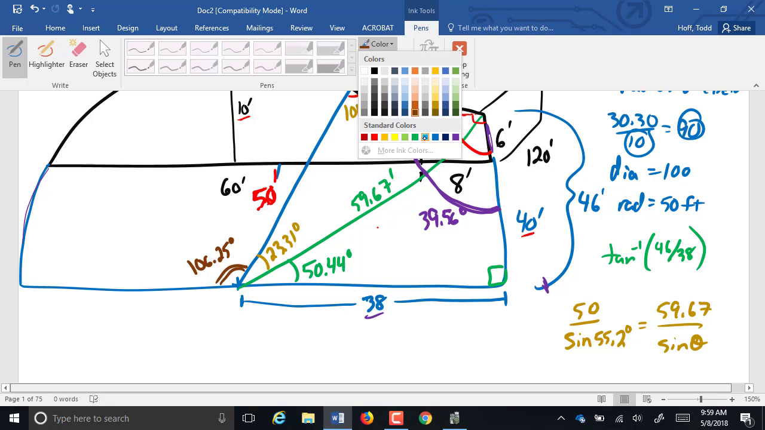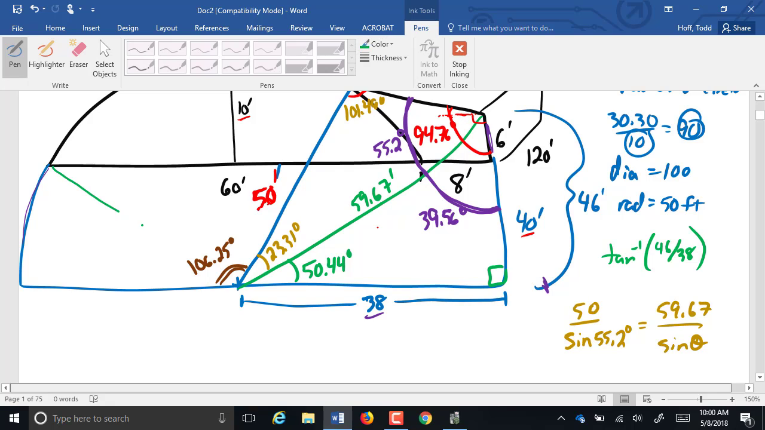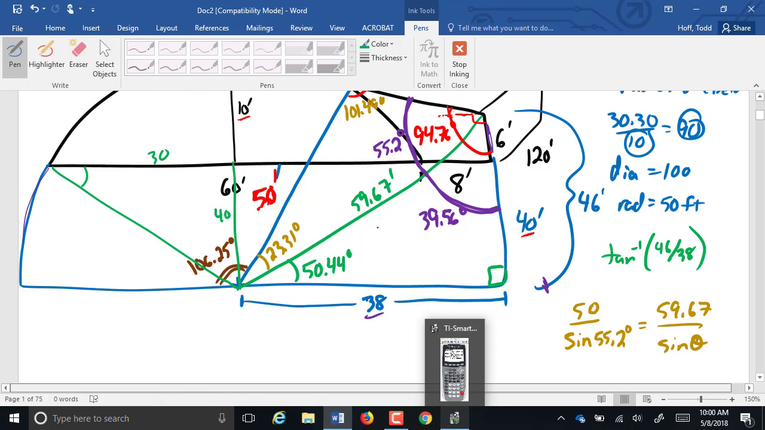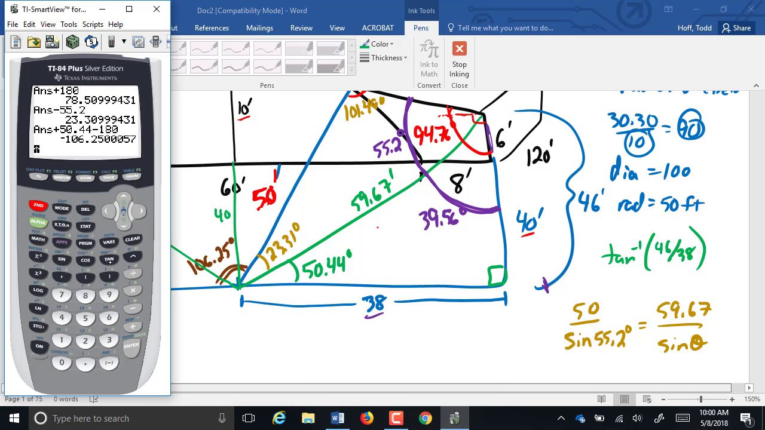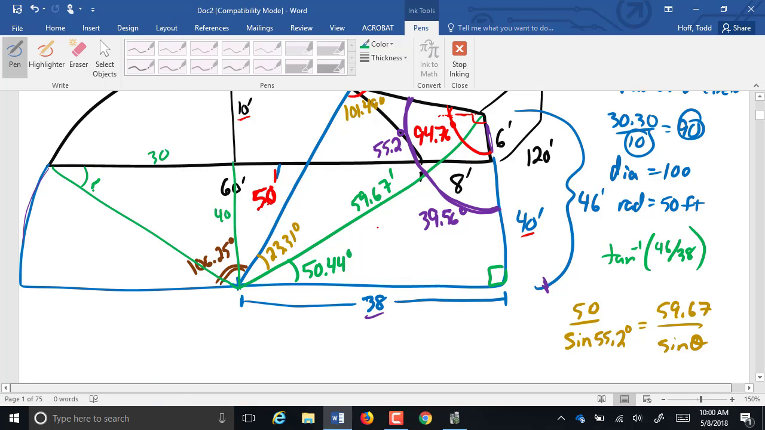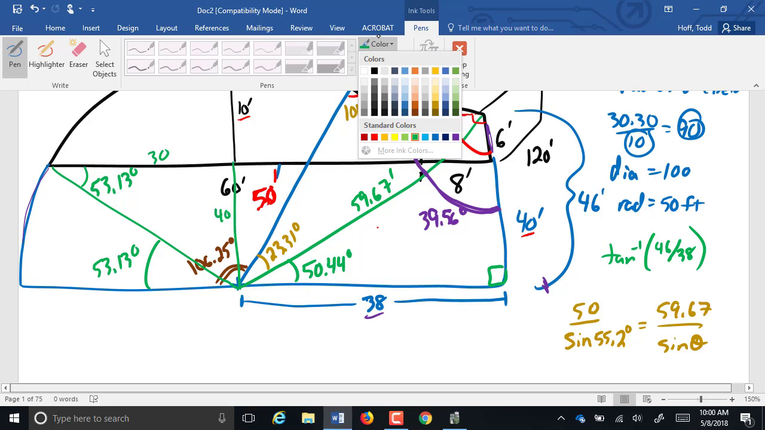Now, while I'm in here, I'm going to do this. What would that angle there be? This is going to be 40 feet and 30 feet. That's going to be the inverse tangent of 40 over 30. 53.13. This here is 53.13. So let's do my pieces.